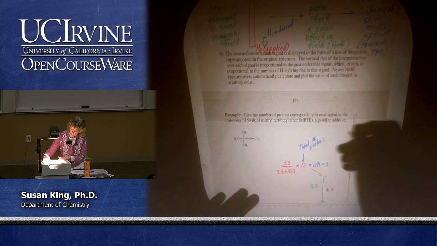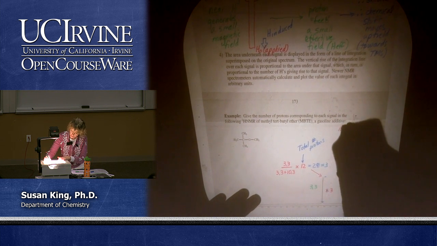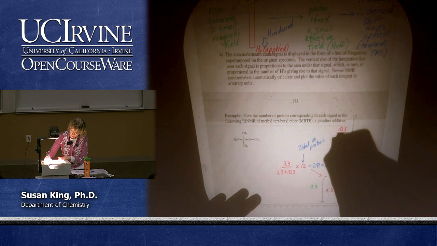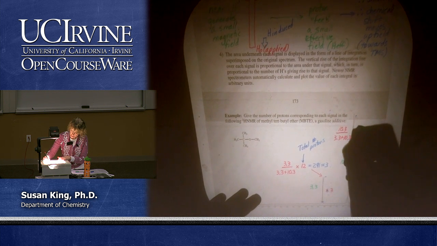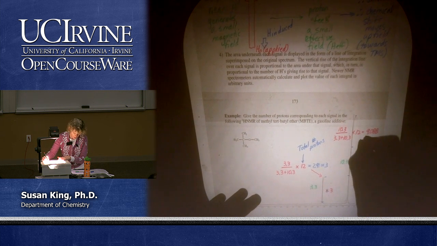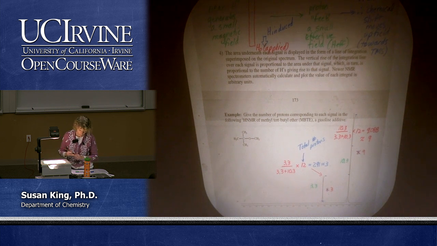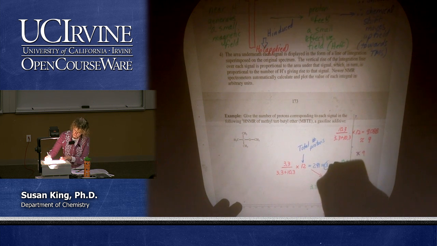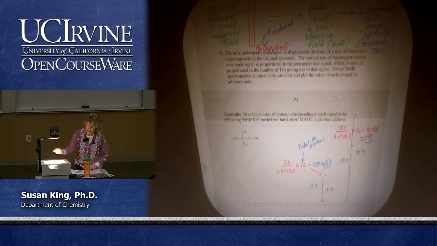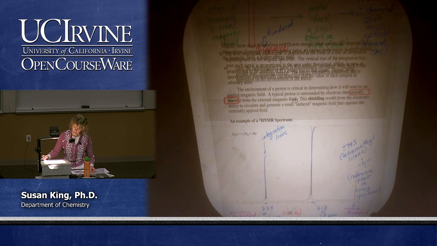Over here, I would say 10.3 divided by 3.3 plus 10.3 times 12, and I get 9.088, which is approximately equal to 9. So 2 ways to get the same answer here. And sometimes you can just glance at it and see, like I could glance at this and see that that was a 1-to-3 ratio. All right, so on your own, I want you to try to do the NMR that's already on page 175. So we have so much written on that page.